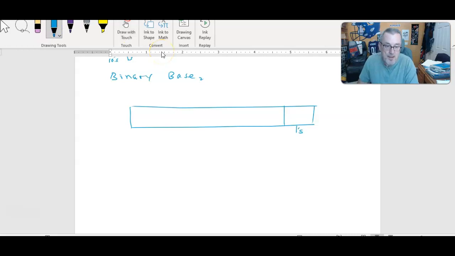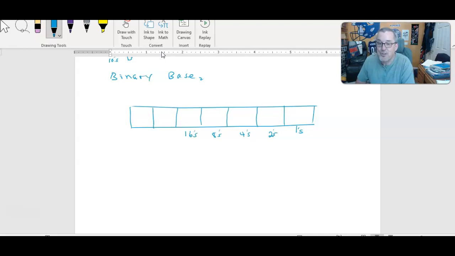Well, I would need a 1, possibly at least 1, right? I need a 1 in the 1's place, but as soon as I get to 2, I have to bundle and start keeping track of the 2's place. And as soon as I got to 2 2's, I have to bundle and start keeping track of the 4's place. And as soon as I got to 2 4's, I have to bundle and start keeping track of the 8's place. And as soon as I got to 2 8's, I have to bundle and keep track of the 16's place.